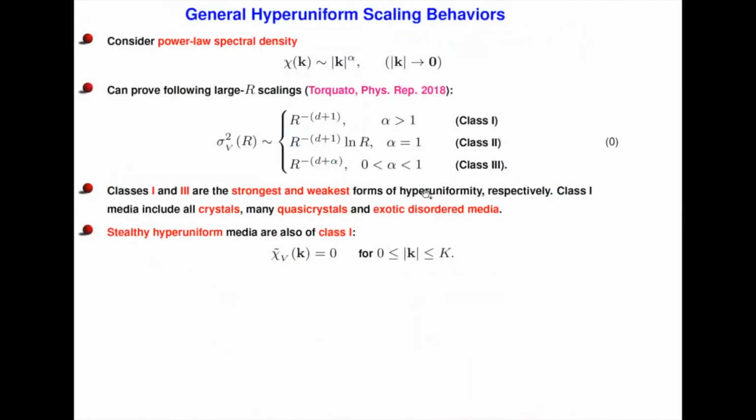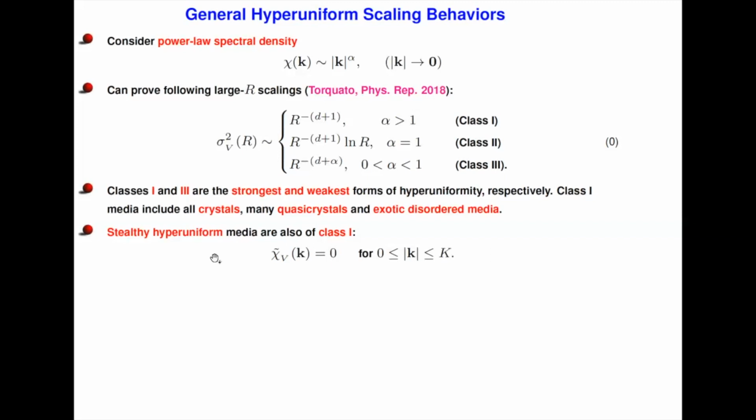Now let me talk about more general scalings than the one I just told you about. Let's consider that the spectral density has the power law behavior for hyperuniform systems as k goes to 0, k to the alpha, where alpha is some exponent. You can prove that you're in class 1 if that exponent is greater than 1. If it's exactly equal to 1, there's a logarithmic correction. And if it lies between 0 and 1, which is the weakest form of hyperuniformity, imagine when alpha is 0, then it's just the standard 1 over r to the d, the standard kind of non-hyperuniformity. But if alpha is between 0 and 1, you get class 3, which is the weakest form. This is the strongest form.